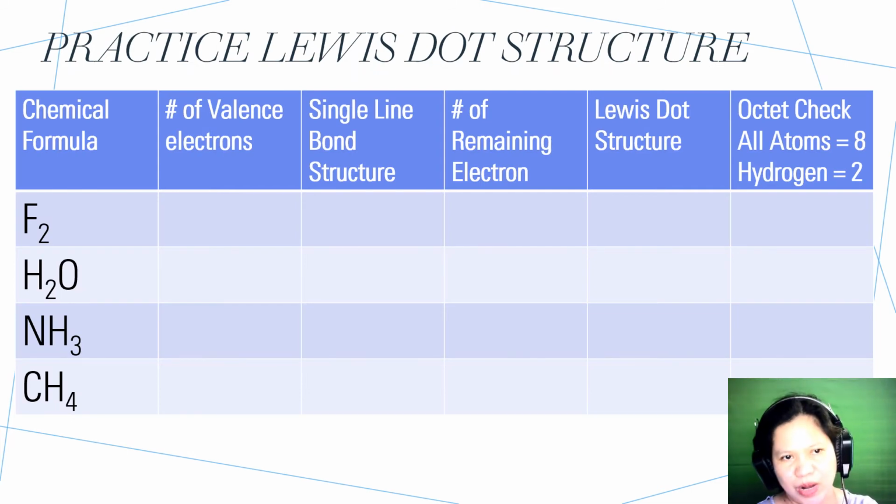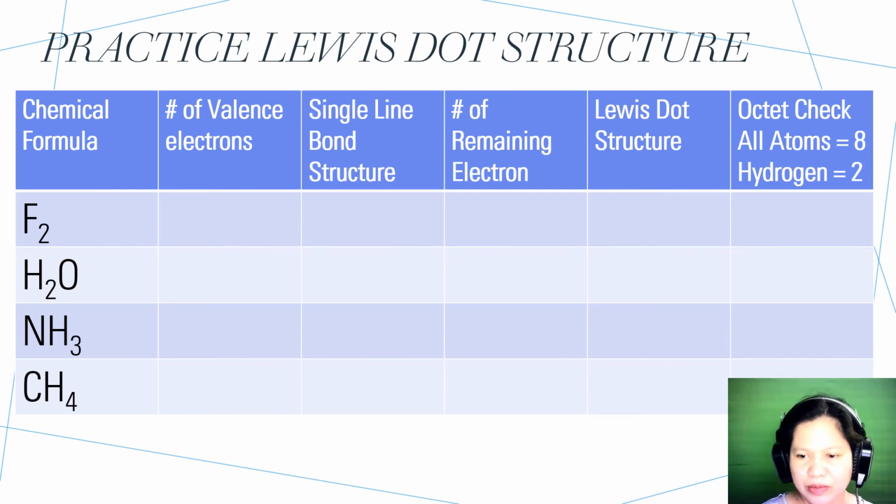Maybe you can practice this one. Practice Lewis dot structure. You have four chemical formulas: F2, water, NH3, and then CH4. So you can identify the number of electrons, the single bond structure, writing down the number of remaining electrons. Those are the unshared electrons. Then the Lewis dot structure. You check if it follows the octet rule.